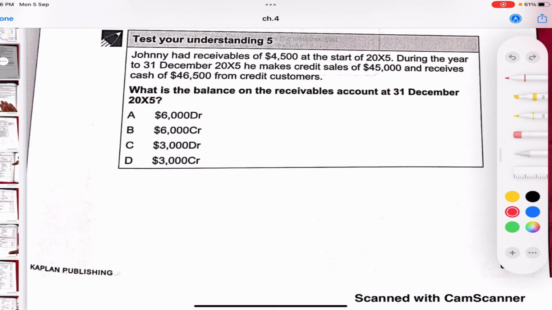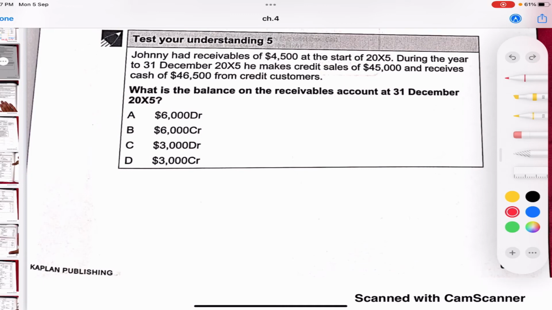Right. So Johnny had receivables of $4,500 at the start of 2000 X5. During the year to 31st December 2000 he makes credit sales of $45,000 and receives cash of 46,500 from credit customers. Okay. So, what is the balance on the receivables account at the end of the 31st December?